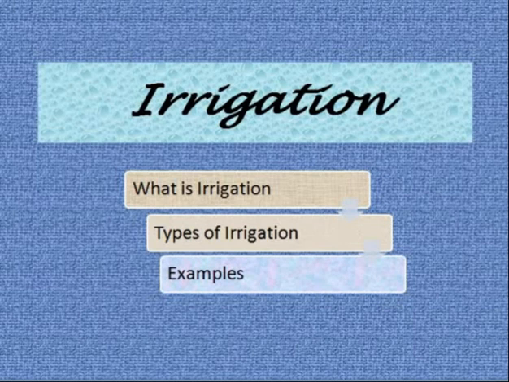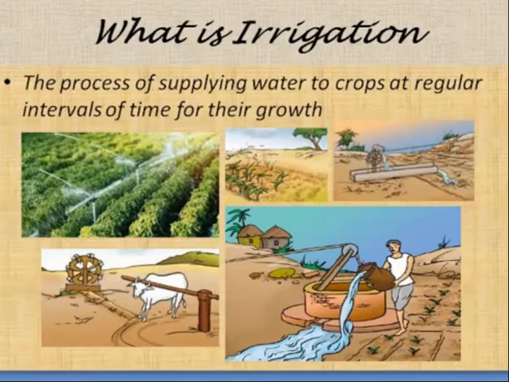So first we are going to talk about what is irrigation. Now the process of supplying water to crops at regular intervals of time means the process of supplying water in regular intervals of time for their growth. Now as you all know that plants do the process of photosynthesis to prepare their food and survive, and for that they use air, minerals, water, sunlight, and etc. So as you can see here in these figures, the water is supplied to the crops for their growth.